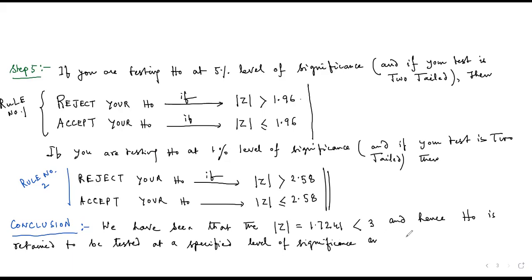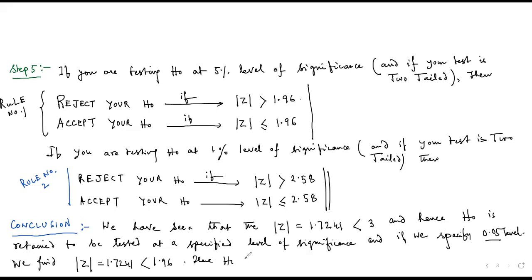And if we specify 5% level of significance, we find that mod Z, which is 1.7241, is less than 1.96. Therefore, H naught is accepted at 5% level of significance.